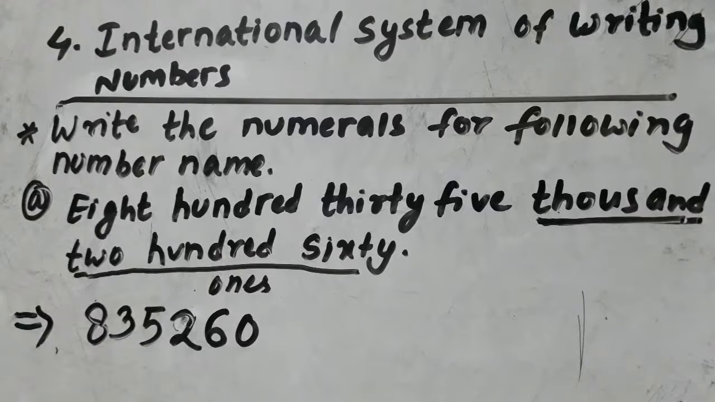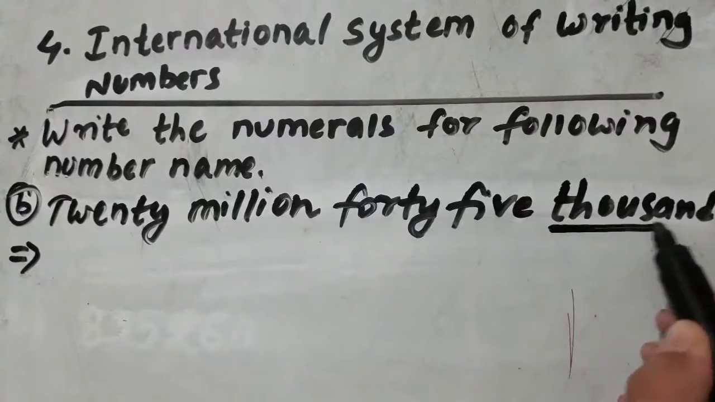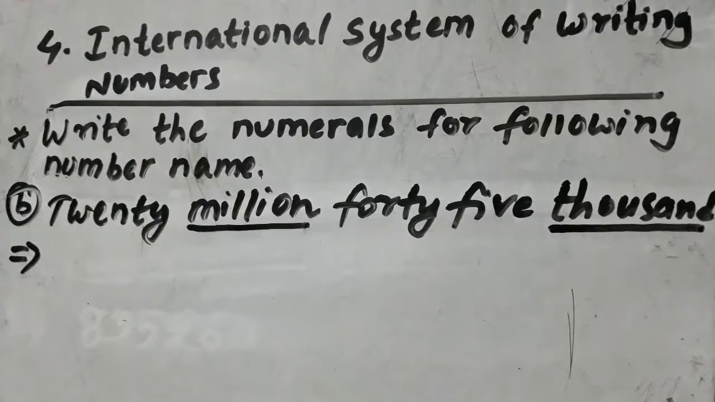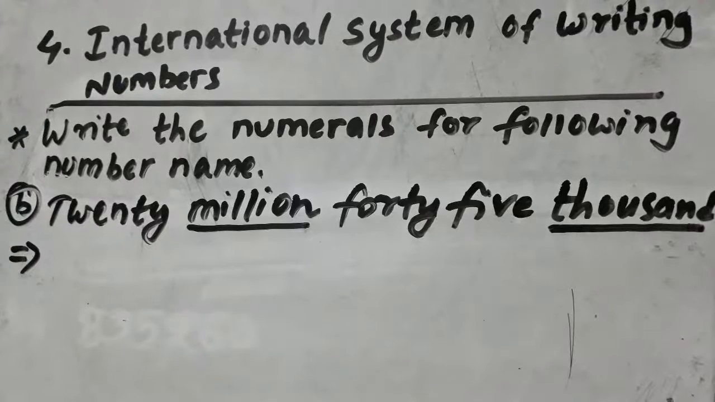So students, let's take one more question. Here in B number, 20,045,000 is there. As I have already told you, first of all we should consider the period. So here it is the period of thousand, and similarly here it is the period of million. We should always consider the periods such as ones, thousand and million. Here I have underlined the period thousand and the million. It will be easy for us to write.